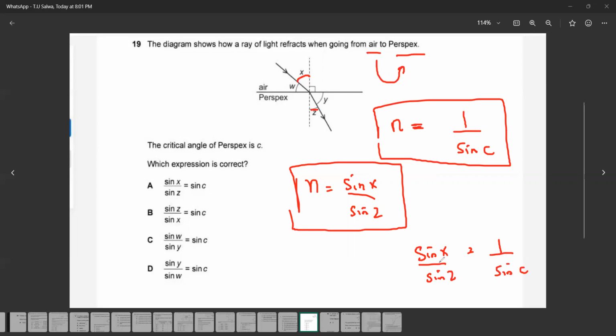So what is sine C? If we simplify this, we just cross multiply or take a reciprocal. So sine C is equal to sine Z divided by sine X. Sine Z divided by sine X equals sine C. Is it clear, this one?